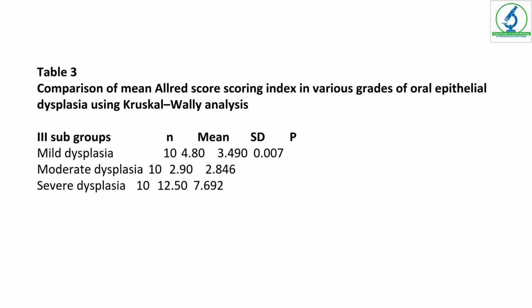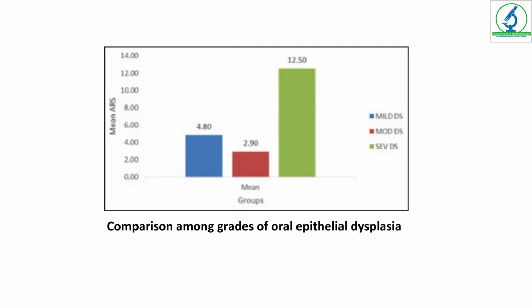Table 3. Comparison of mean Allred scoring index in various grades of oral epithelial dysplasia using Kruskal-Wallis analysis. Subgroups, N, mean, SD, P. Mild dysplasia: 10, 4.80, 3.490, 0.007. Moderate dysplasia: 10, 2.90, 2.846. Severe dysplasia: 10, 12.50, 7.692. Comparison among grades of oral epithelial dysplasia.